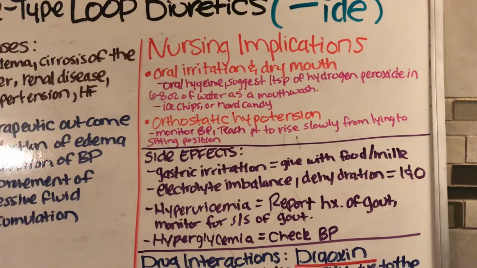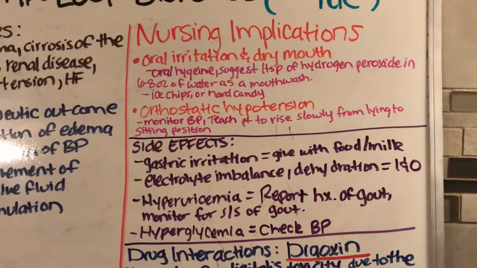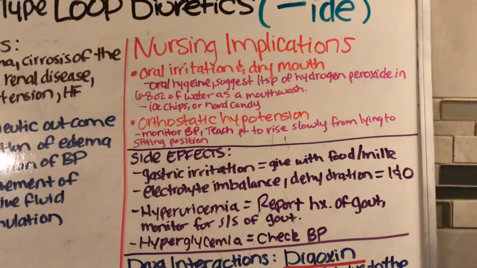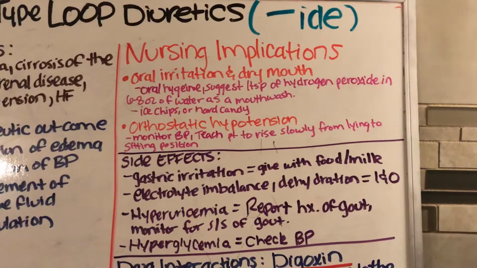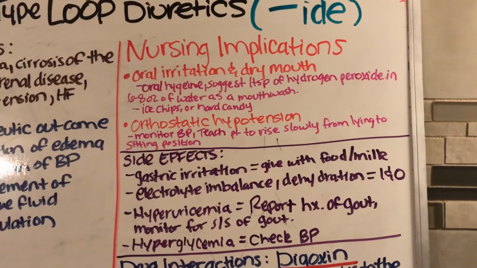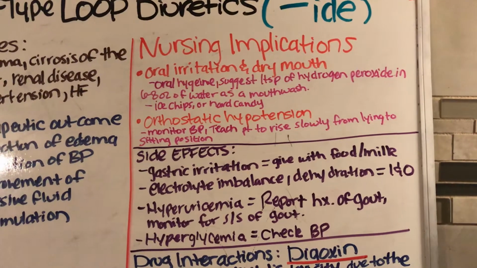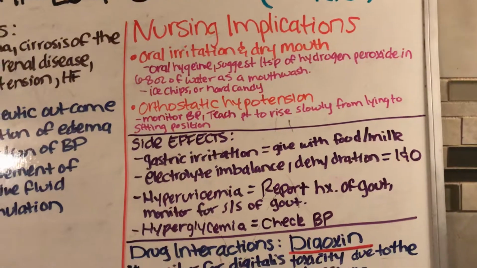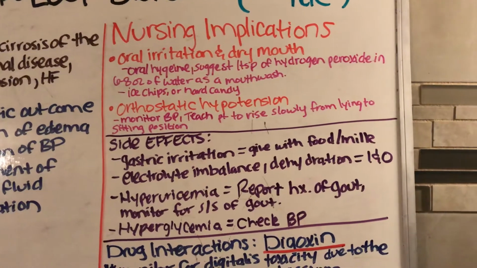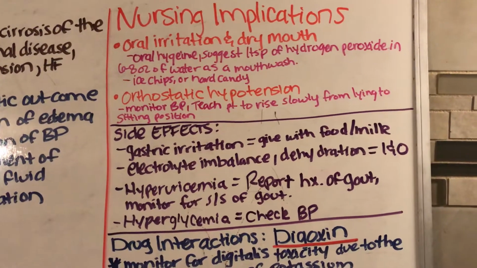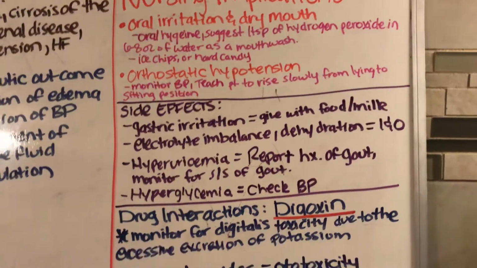You can suggest 1 teaspoon of hydrogen peroxide and 6 to 8 ounces of water as a mouthwash. And you don't want to use the over-the-counter mouthwashes because they contain alcohol, so that can increase the dryness of the mouth. You can also offer ice chips or hard candy. Next, you want to assess for orthostatic hypotension. So monitor the blood pressure and teach the patient to rise slowly from lying to sitting position.